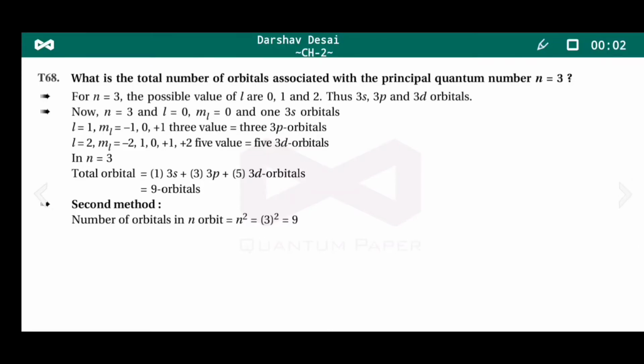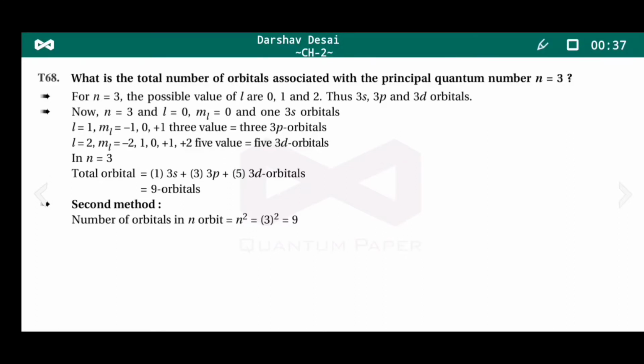Good evening, students. In the last lecture, we discussed the quantum numbers. Very important lecture. That is the principal quantum number, azimuthal quantum number, spin quantum number, and magnetic quantum number. Now, in this lecture, we discuss some questions based on quantum numbers. So this lecture is very important.